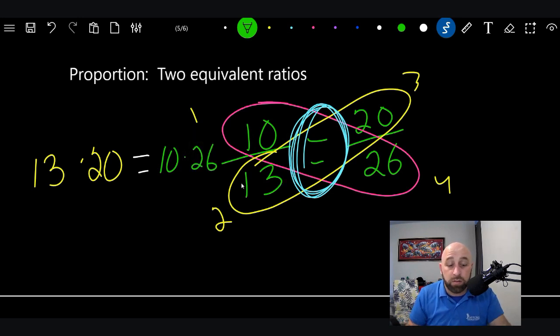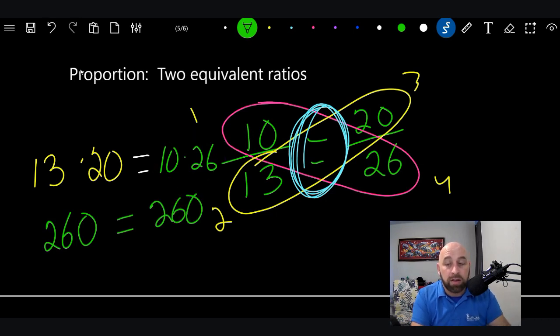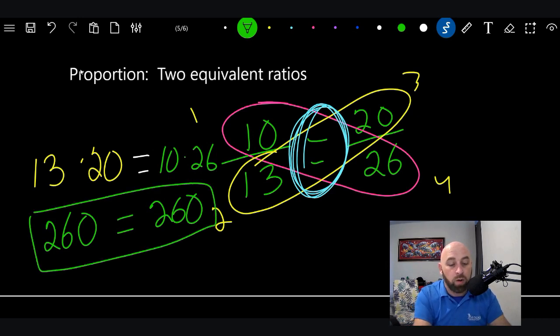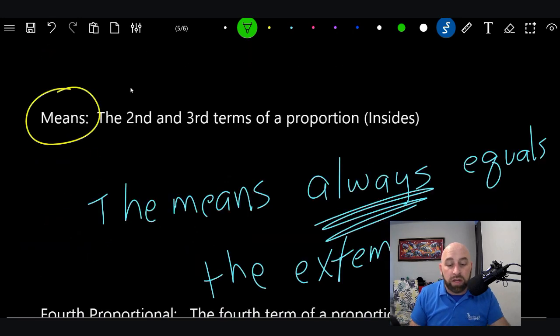Okay, so let's do it. 13 times 20 equals 260. And 10 times 26 equals 260. This is the way that you can verify, like checking your answer. You can say, oh yes, I did get the right answer because my means equaled my extremes. So it's always going to work out.